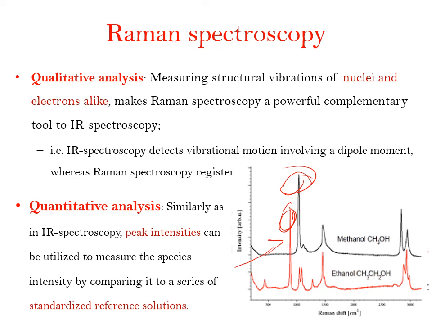For quantitative analysis, similarly as in the case of infrared spectroscopy, peak intensities can be utilized to measure the species concentration by comparing it to a series of standard reference solutions. This allows us to do quantitative analysis.